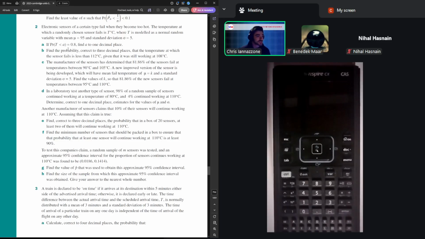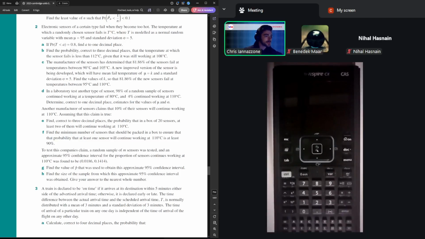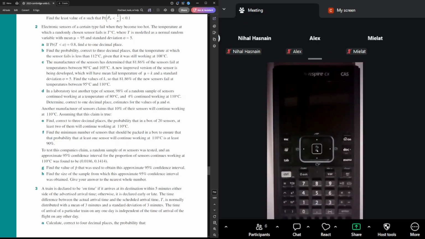Electronic sensors of a certain type fail when they become too hot. The temperature is modeled as a normal random variable with a mean of 95, standard deviation of 5. So it's fairly obvious off the bat, this is going to be a normal distribution question. If the probability of T less than a is equal to 0.8, find a to 1 decimal place. Does anyone remember how we do these kinds of questions when it came to normal distribution?